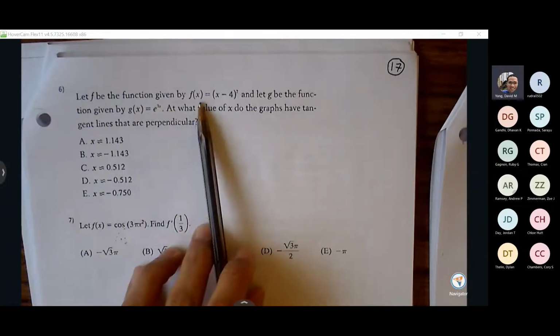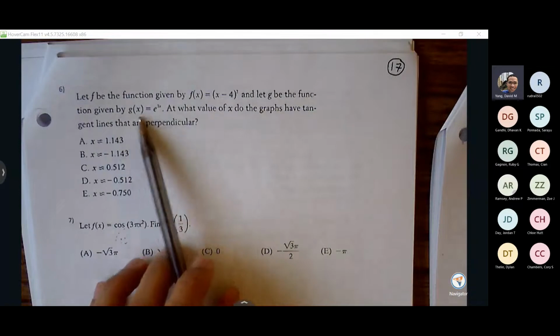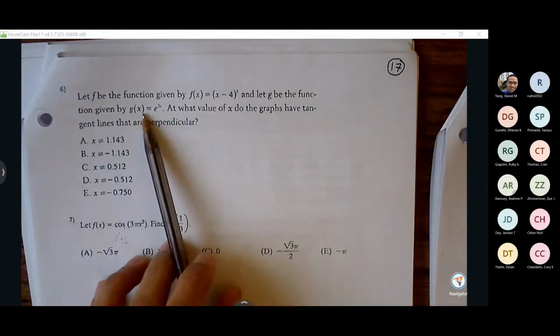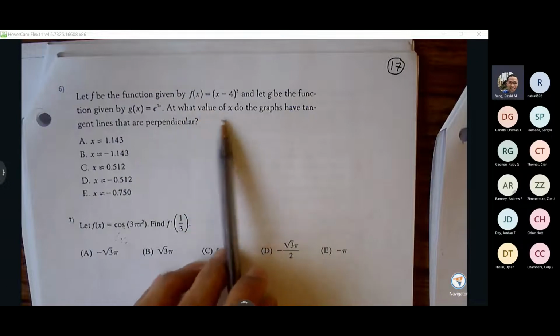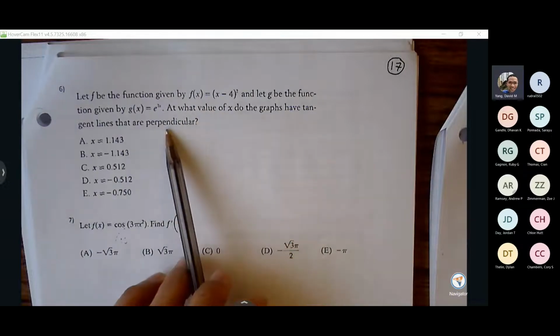Okay, let f be the function given by f prime, and let g be the function given by g of x. I'm sorry, not f prime, just f of x. At what value do the graphs have tangent lines that are perpendicular?